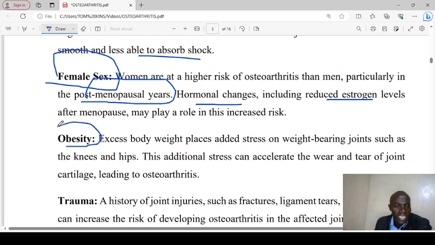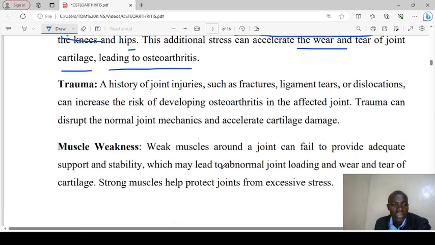Also, obesity is another risk factor. Excessive fat or weight places added stress on the weight-bearing joints, such as the knees and the hips. So this additional stress can accelerate the wear and tear of the joint cartilage, leading to osteoarthritis.